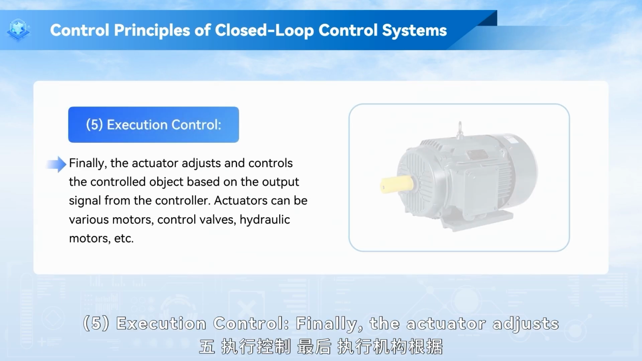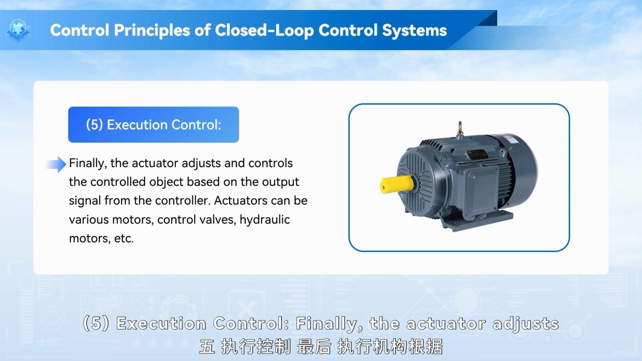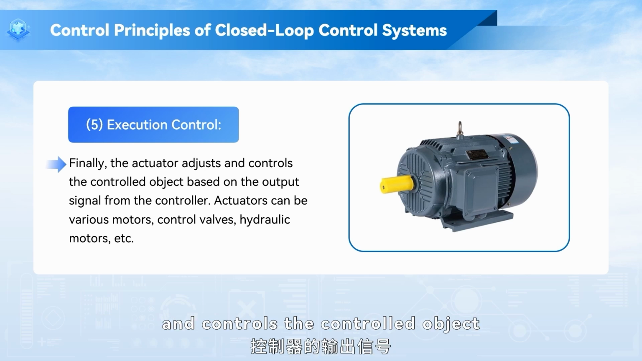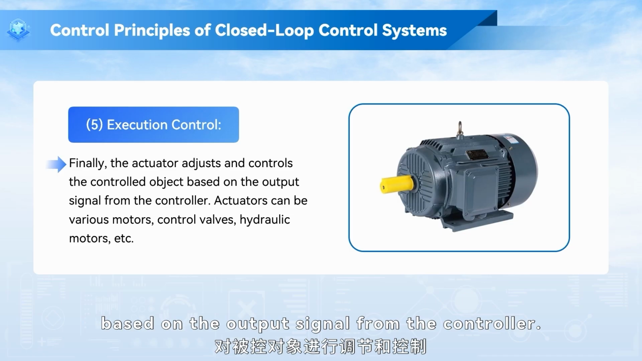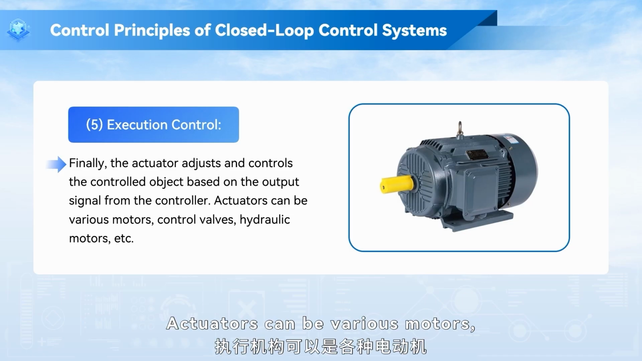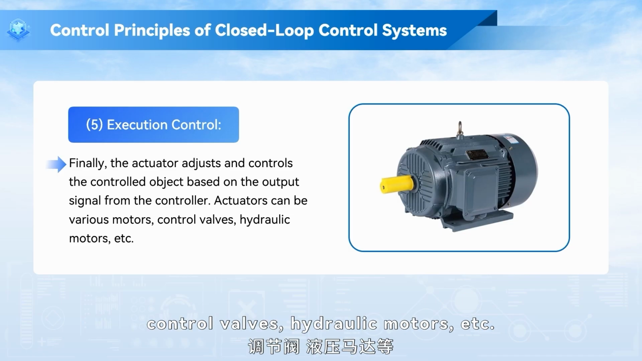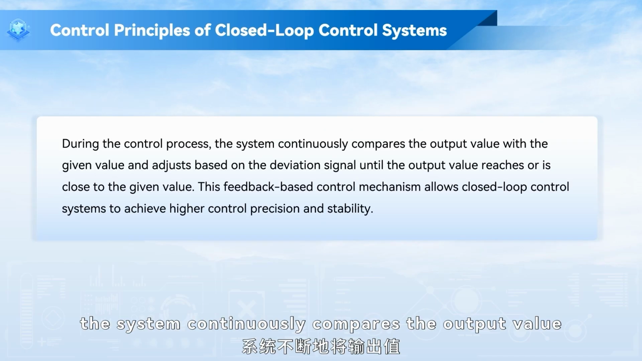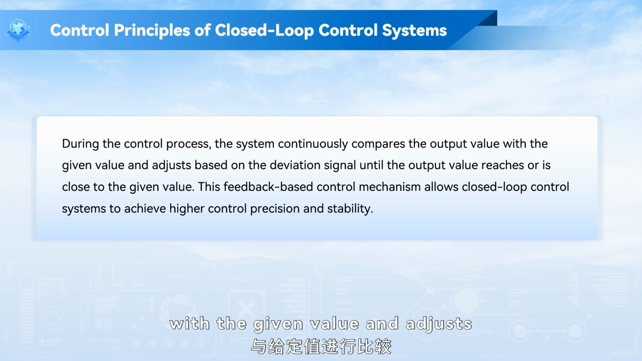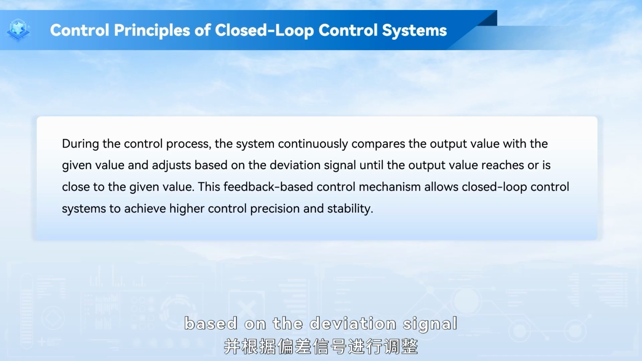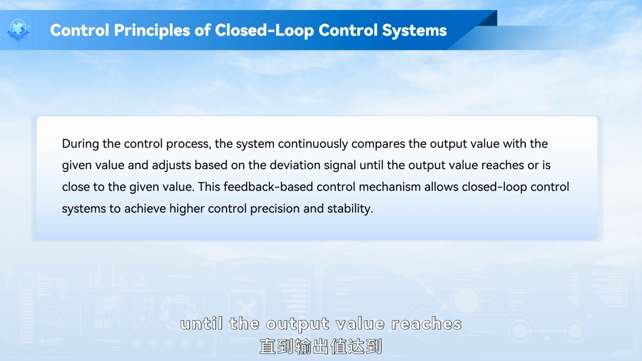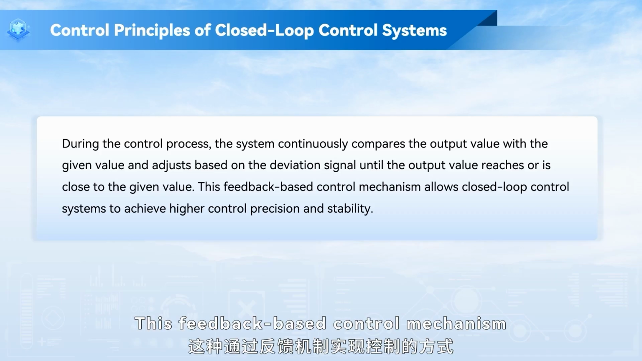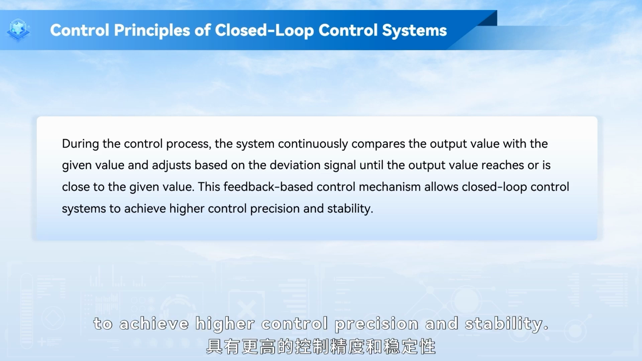5. Execution control. Finally, the actuator adjusts and controls the controlled object based on the output signal from the controller. Actuators can be various motors, control valves, hydraulic motors, etc. During the control process, the system continuously compares the output value with the given value and adjusts based on the deviation signal until the output value reaches or is close to the given value. This feedback-based control mechanism allows closed-loop control systems to achieve higher control precision and stability.